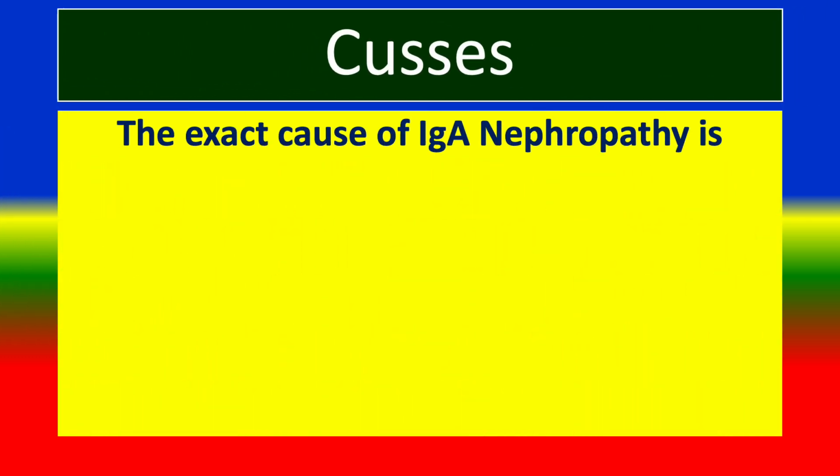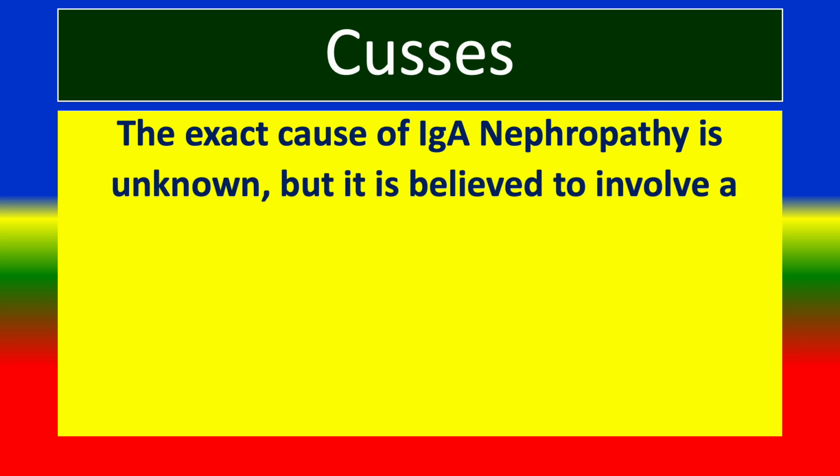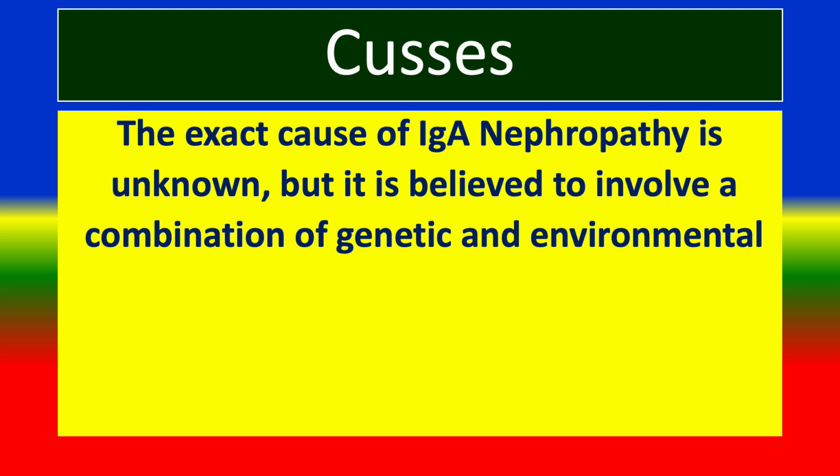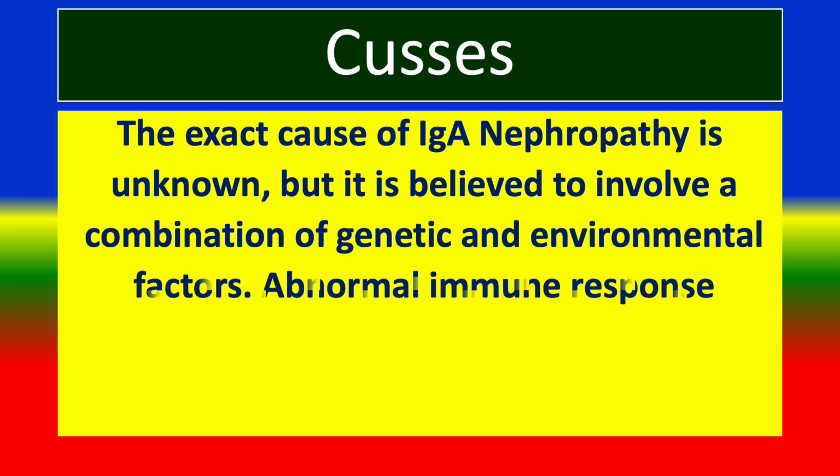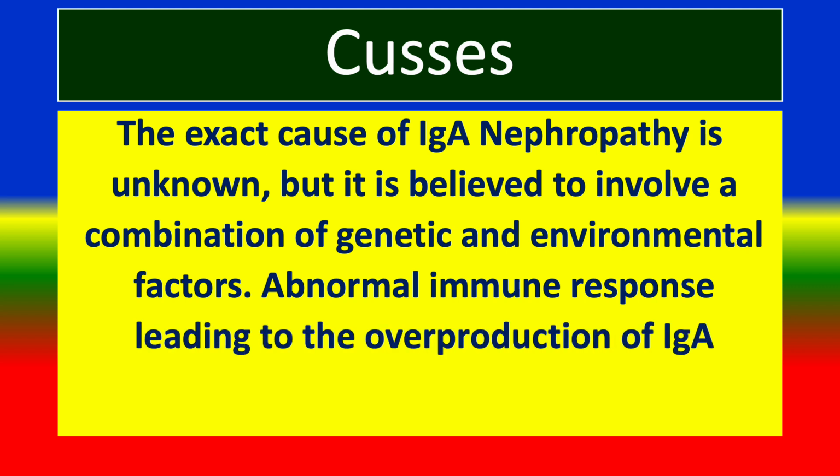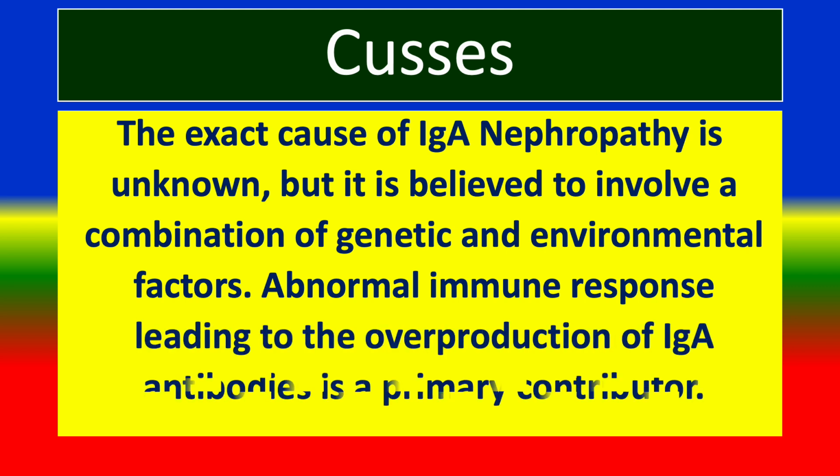Causes. The exact cause of IgA nephropathy is unknown, but it is believed to involve a combination of genetic and environmental factors. An abnormal immune response leading to the overproduction of IgA antibodies is a primary contributor.